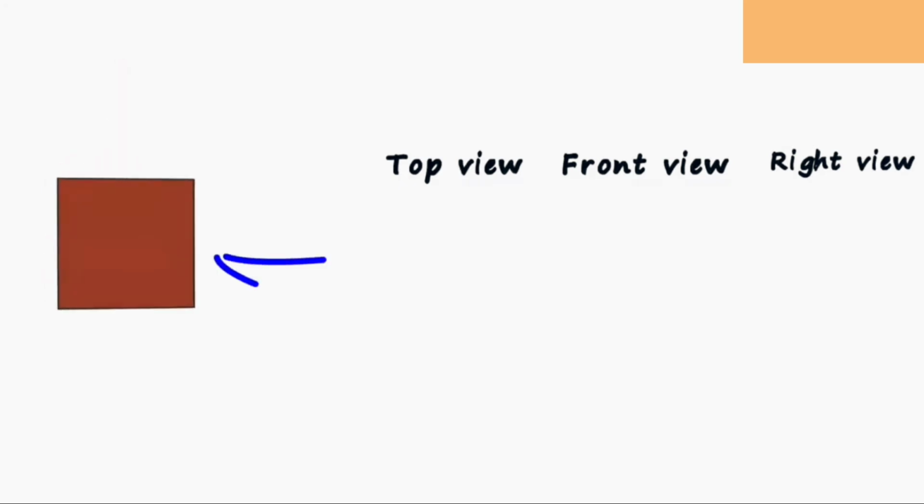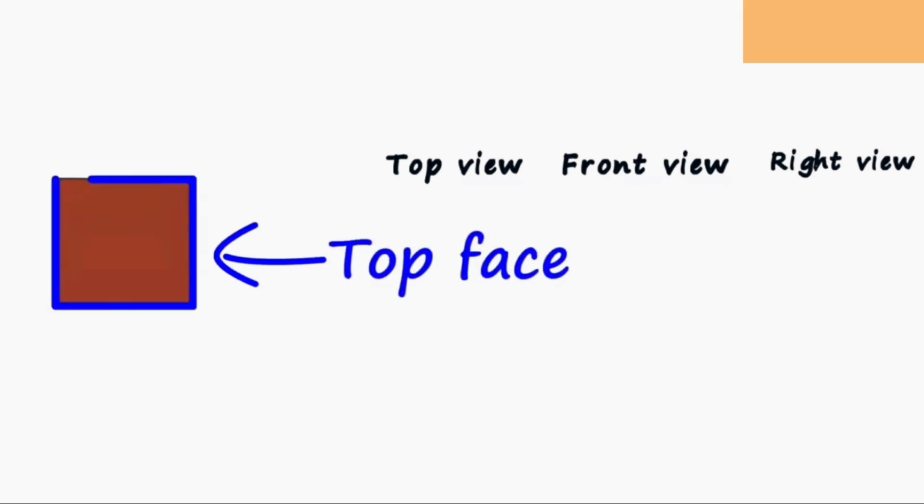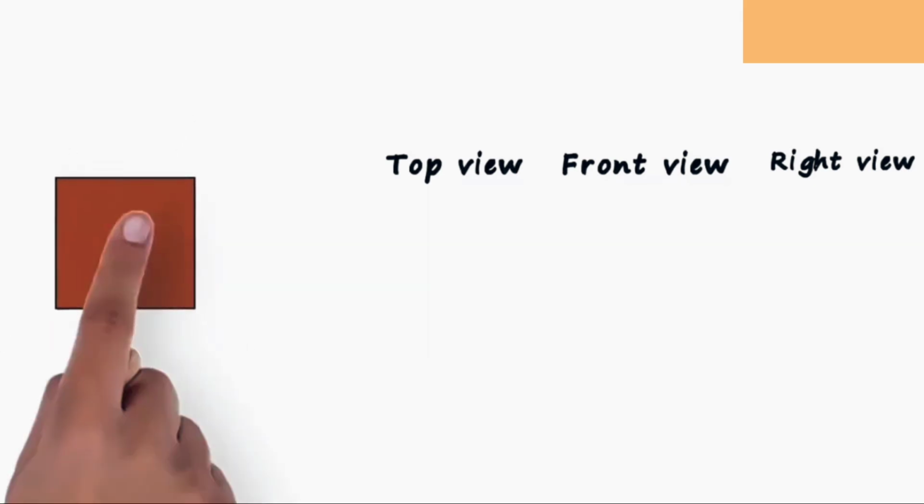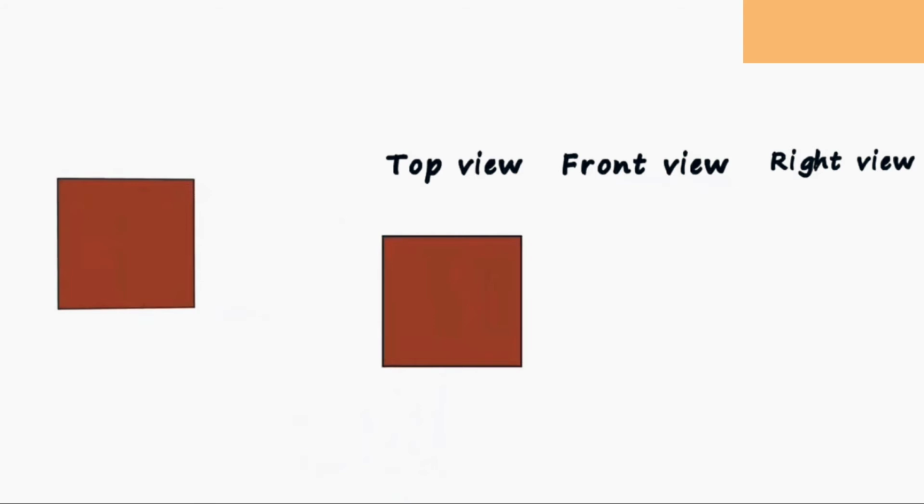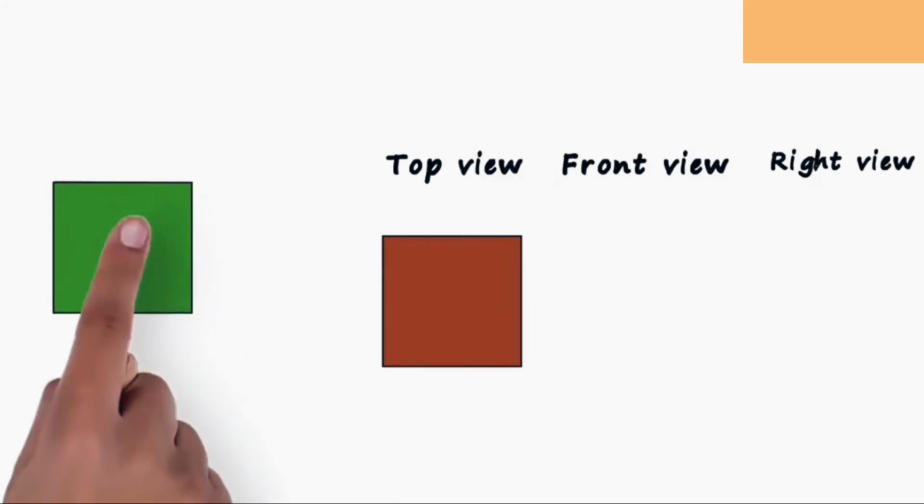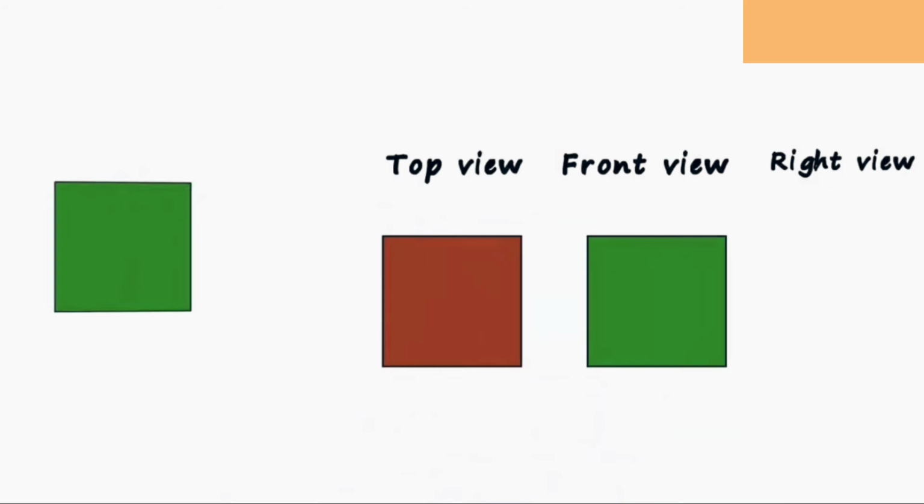All we would see is the top face, which is a square. The top view of this cube is a square. Okay, let's come back to the original position. How would the cube look if we view it from the front? We would see just the front face, which is also a square. The front view is also a square.